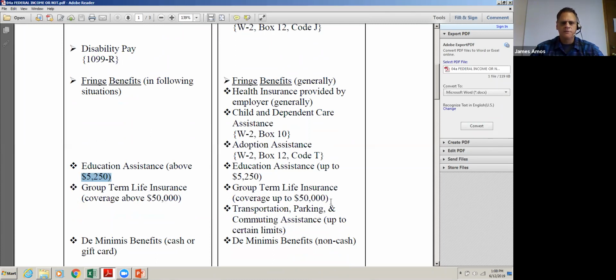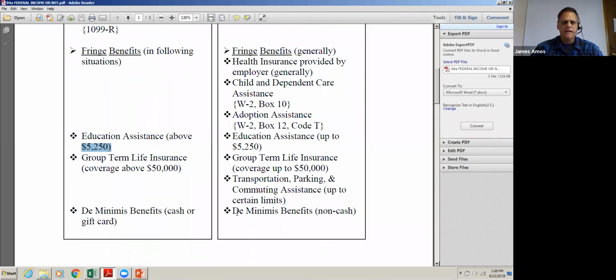Do not include transportation, parking, or commuting assistance up to certain limits. There's too many different numbers there. I'm not going to ask you to remember those. If they get above those certain limits, then they will be included. De minimis benefits, the de minimis non-cash type benefits will not be included. However, cash benefits or gift cards will be included. So that's a high-level overview of everything we just went through today.